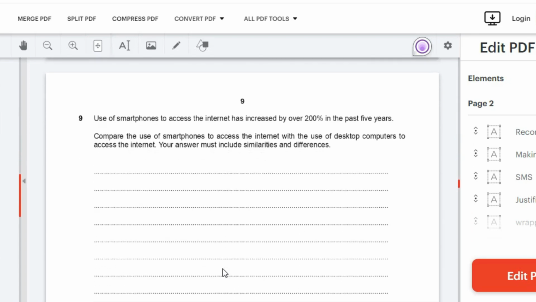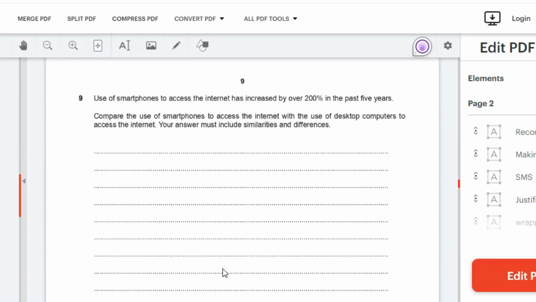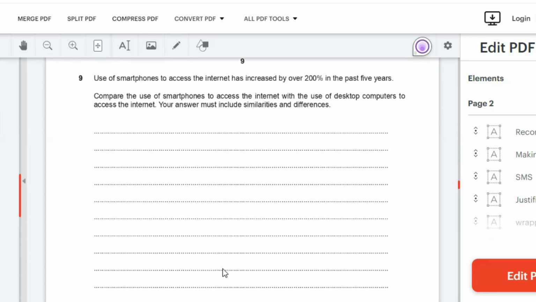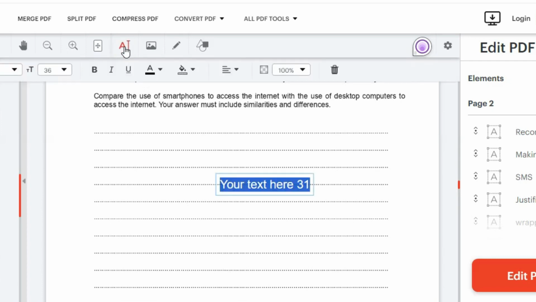Question number 9 says use of smartphones to access the internet has increased by over 200% in the past 5 years. Compare the use of smartphones to access the internet with the use of desktop computers to access the internet. Your answer must include similarities and differences. So let's start from the similarities.